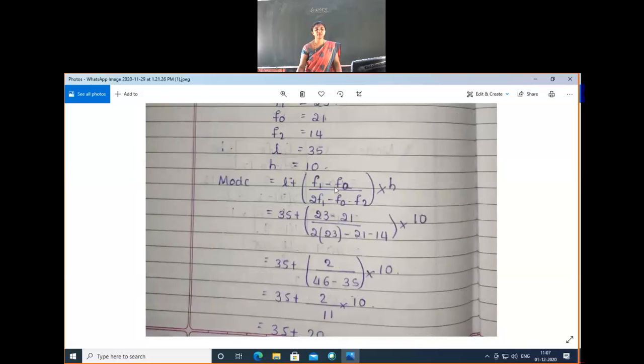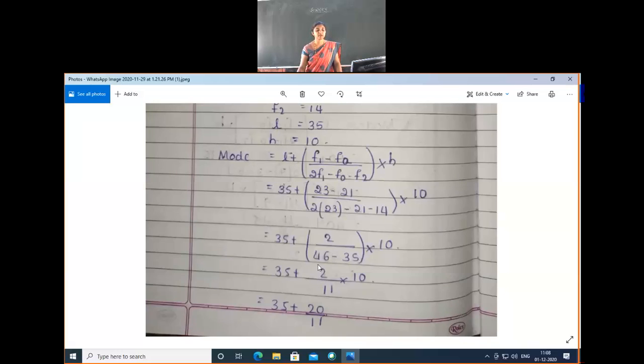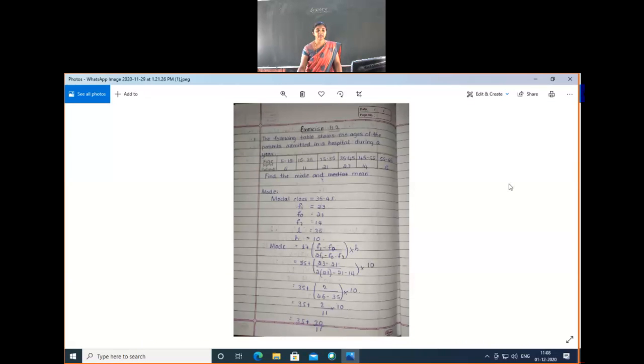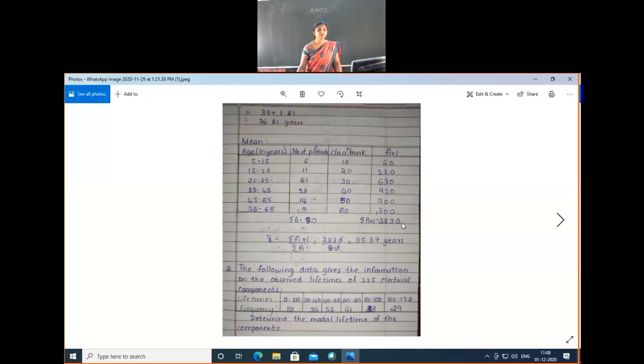Mode is equal to l plus (f1 minus f0) divided by (2f1 minus f0 minus f2), into h. Just substitute the values. Here you will get 35 plus 20 divided by 11. So what is the answer for that question? 35 plus 1.81, that is 36.81 years. Got the idea of this question?